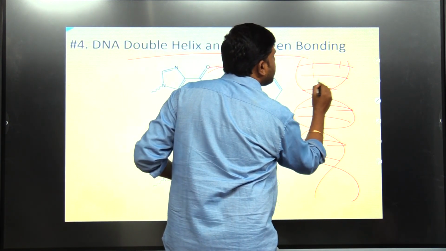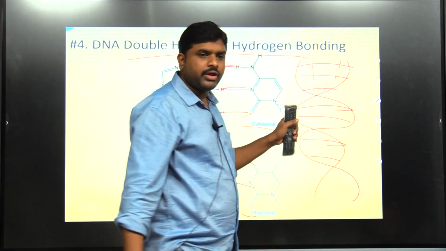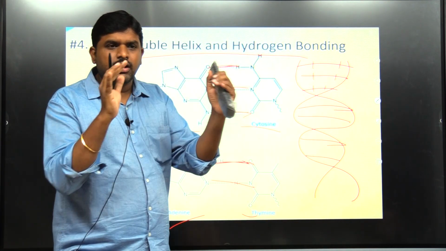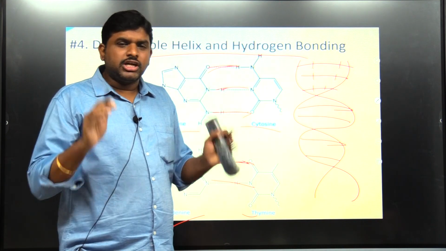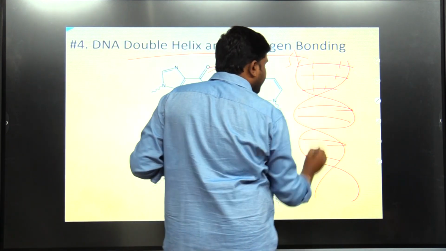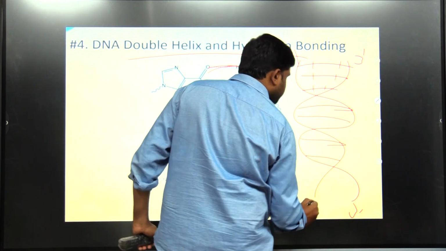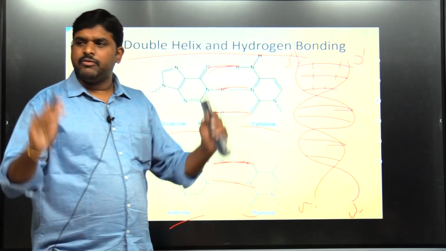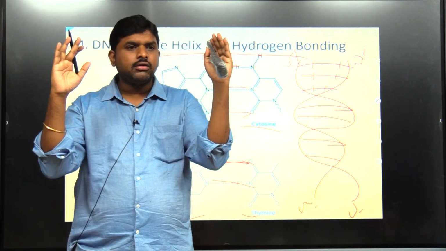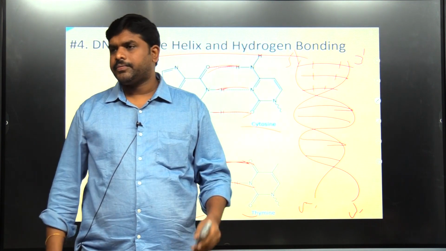One pyrimidine, one purine. So, this joining is called a hydrogen bond. The 2 strands run 5' to 3' and 3' to 5'. In between, the 2 strands are not the same, not complementary, they are different.